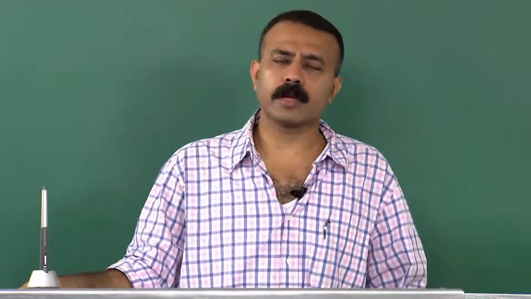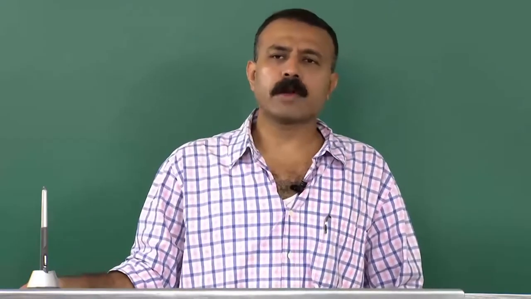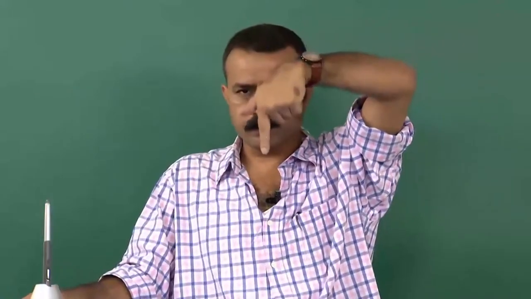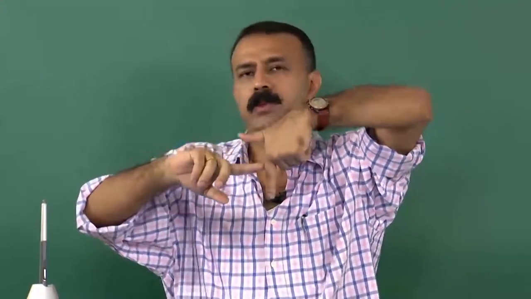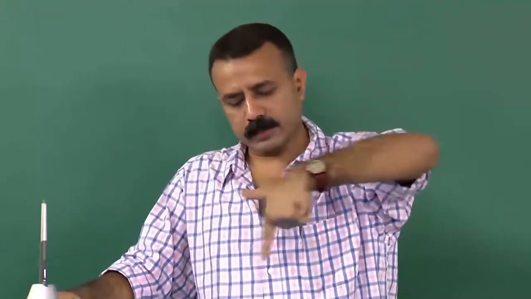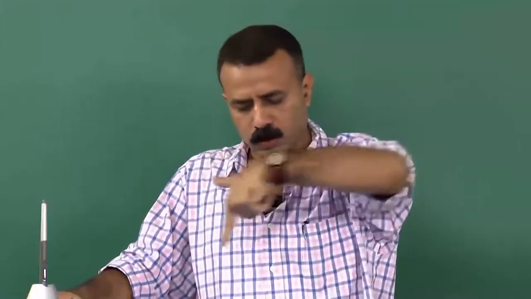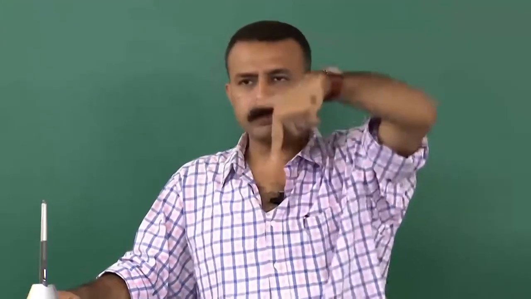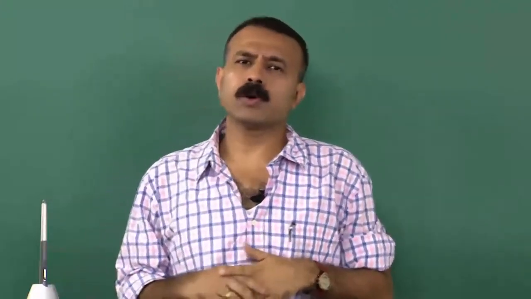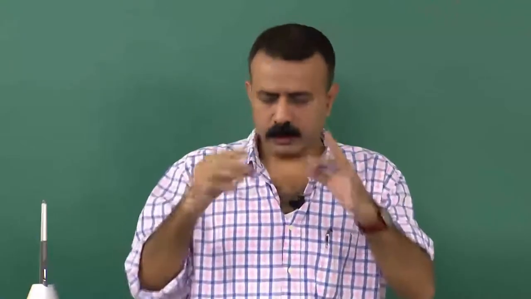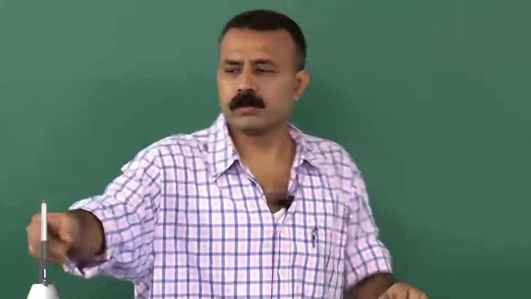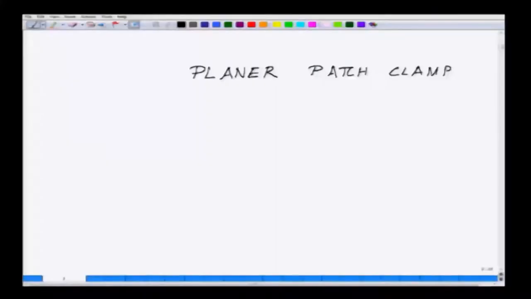This is a fairly new technique. In the existing patch clamp, you have this electrode which is coming from the top, and you have this three-axis manipulator by which you can move the electrode like this, or like this, or up and down. So, there are three axes along which you can move the electrode, and you are seeing the electrode through a microscope from the top. So, essentially this is how it works.